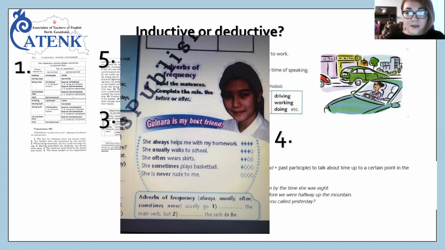Обращать внимание. Да, тут пытаются, чтобы ученик обратил внимание самостоятельно, not just giving the grammar rules, but they make students notice, with, you see, words in bold, like always, usually, often, sometimes, never, and only after that we can see the grammar rules. So this is inductive and deductive way of presenting grammar.